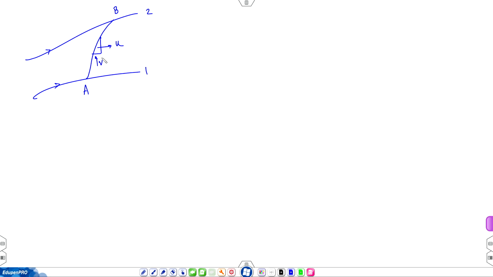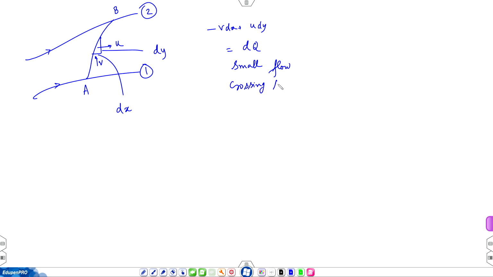You can identify dx and dy. This is dy and the horizontal part of it is dx. The streamlines 1 and 2. So, u dy minus v dx is the small incremental flow crossing AB over the segment ds. This is the segment ds. ds belongs to AB and it is decomposed as dx, dy.